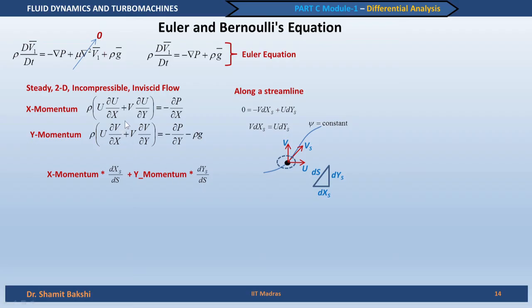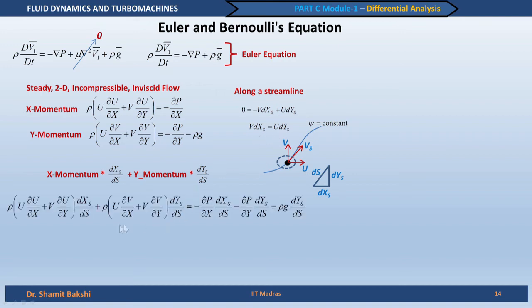So, if we do that, this is done with an objective to get a momentum equation valid along the streamline, along the psi equal to constant line. If we do that and utilize this relation, let us see what happens. Here in this expression, we have done this particular operation.